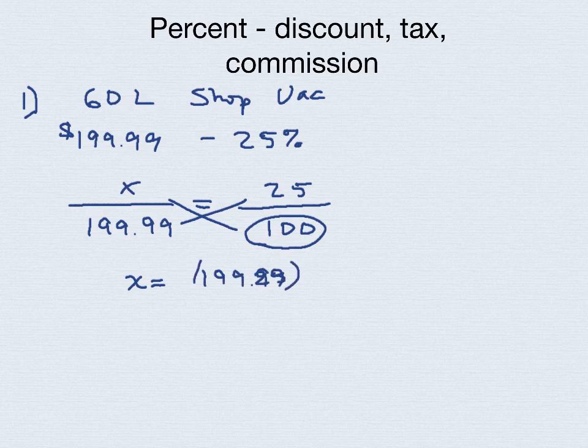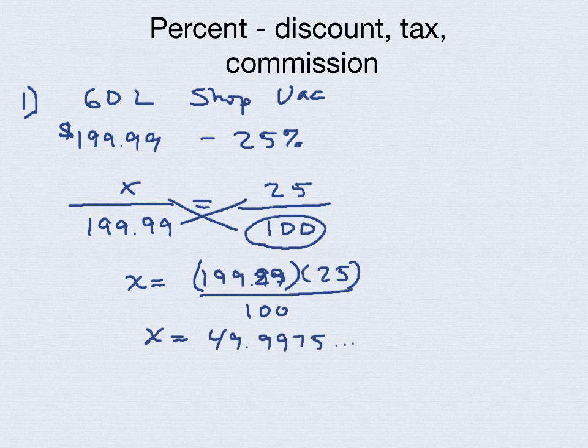$199.99. Multiply that by 25 and then divide it by 100. And what you're going to get, be careful with your calculator values because rounding can bite people in the butt. $49.99 and so on, 75.